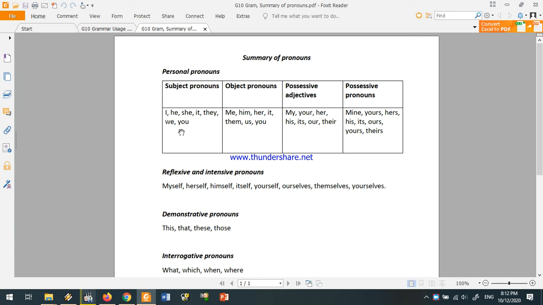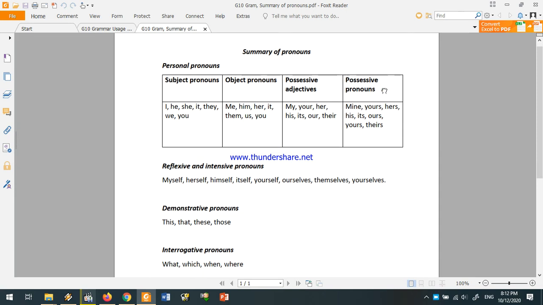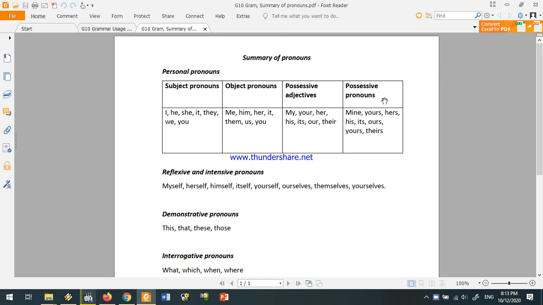However, remember that possessive adjectives must be followed by nouns, but possessive pronouns cannot be followed by nouns. So I can say my pen or your pen. However, regarding this pen, I can say it's mine. I cannot say it's mine pen. To be grammatically correct, you should just say it's mine or yours. So possessive pronouns are only used without any nouns following them, but the possessive adjectives must be followed by nouns.